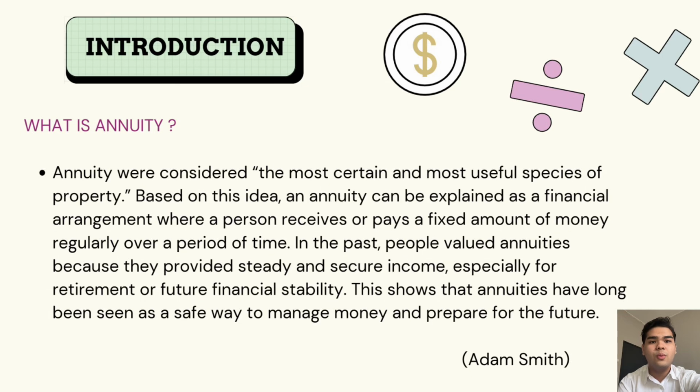Introduction for annuity. What is annuity? Annuity were considered the most certain and most useful species of property. Based on this idea, an annuity can be explained as a financial arrangement where a person receives or pays a fixed amount of money regularly over a period of time.